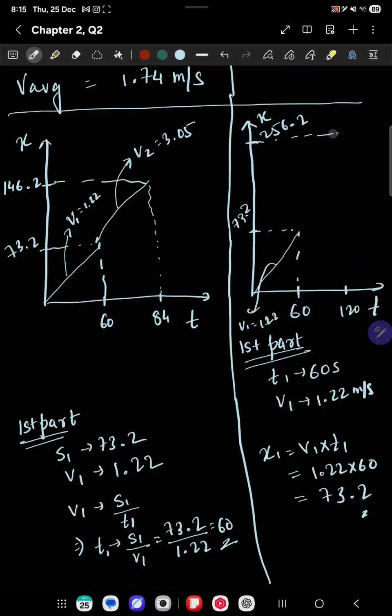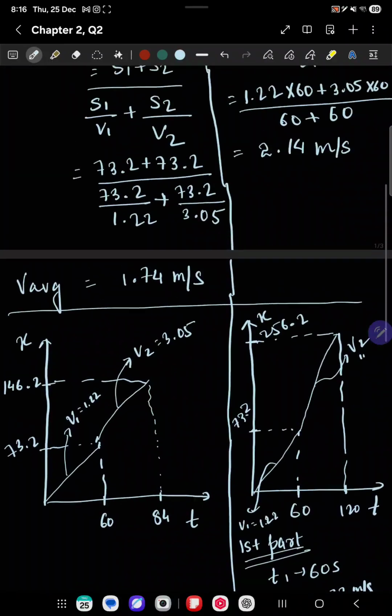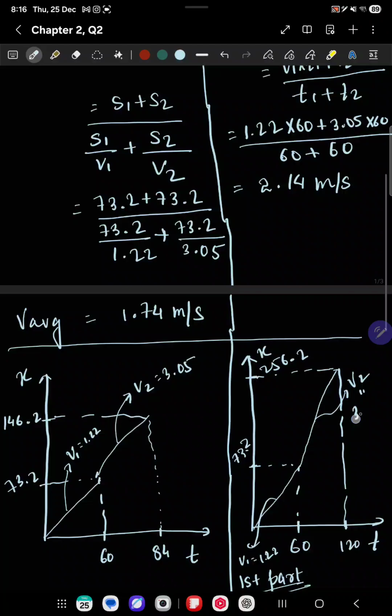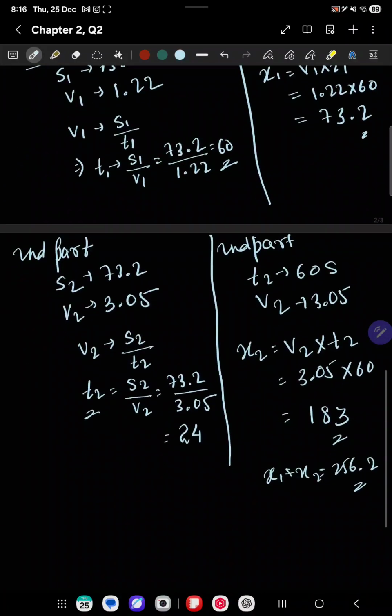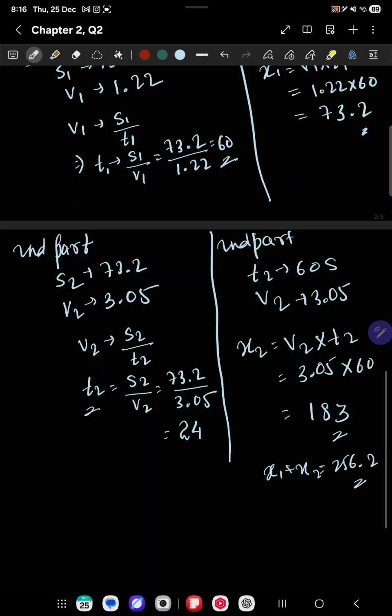and we can extend this dotted line, make 120, and we can draw this line. Let me draw it clearly. Yeah, so this line has a slope of v2, which will be equal to 3.05. So this is the third part. So this is how we solve this question.